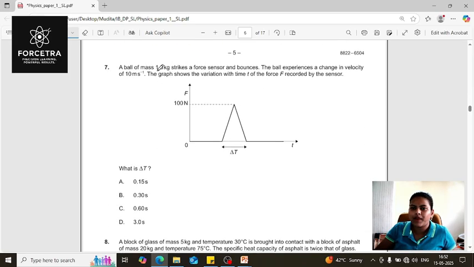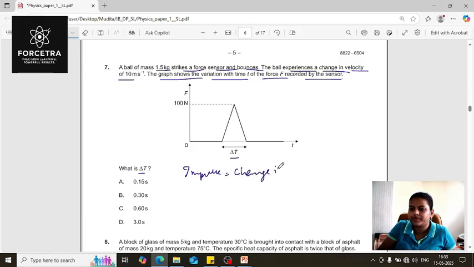A ball of mass 1.5 kg strikes a force sensor and bounces. The ball experiences a change in velocity of 10 meter per second. The graph shows the variation with time of the force recorded by the sensor. So this is a graph between force and time, and we have to find the delta t, which is the time duration. We know that impulse is equal to change in momentum.